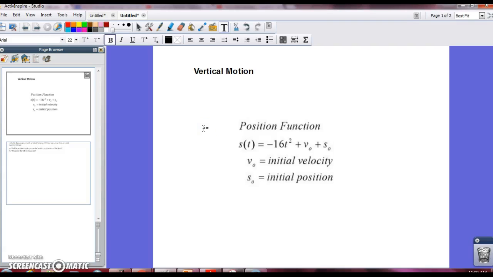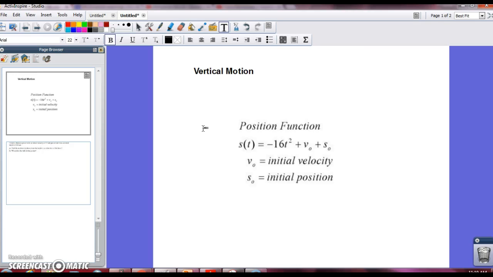Okay, today we're going to talk about vertical motion problems. Some of this stuff is already going to be familiar to you. We've talked about this before. We talked about the position function previously when we were talking about derivatives. And so the position function is given here.